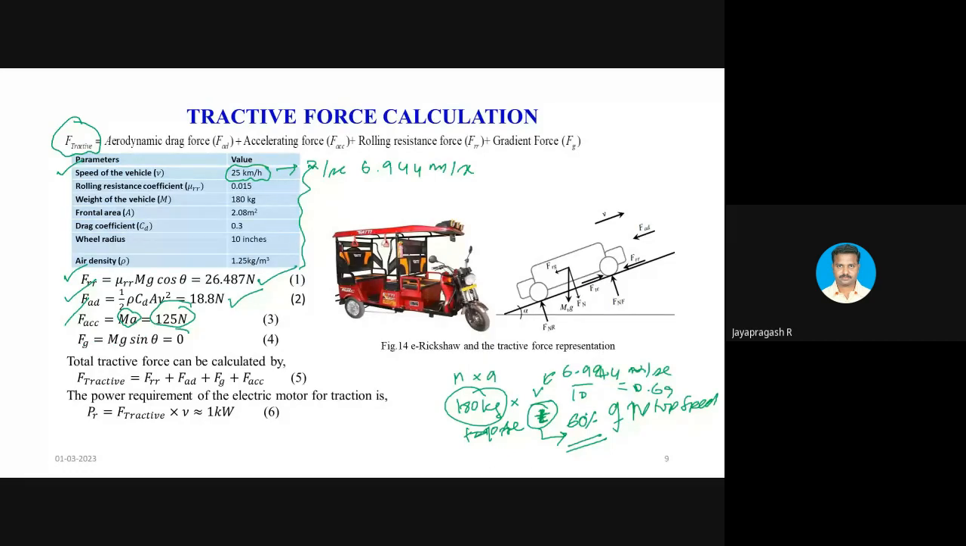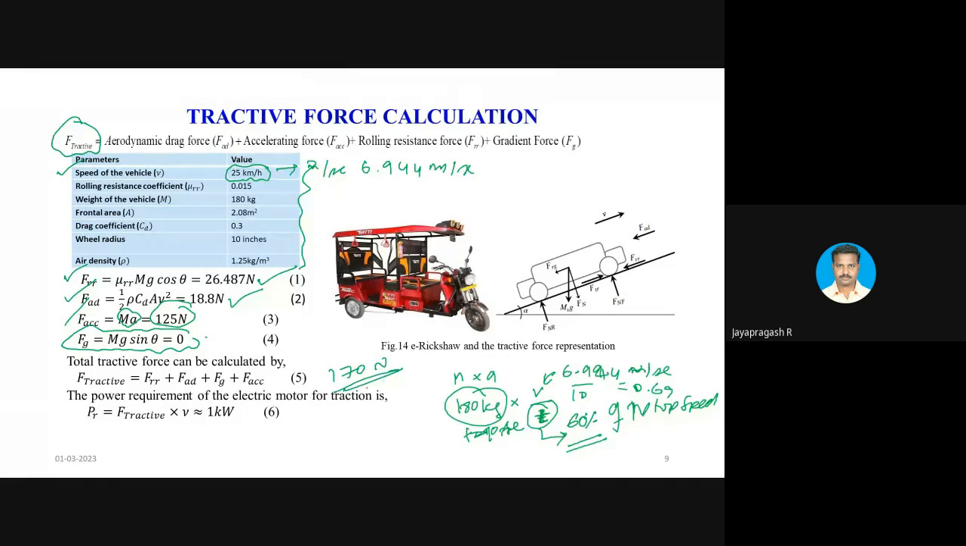Since it's an e-rickshaw application, the e-rickshaw is going to cover only a very small distance, say 1 kilometer or 2 kilometer. For this purpose only we will be using the e-rickshaw, not for long travel. So if that is the case, we can neglect this gradient force. For the sake of ease of analysis, I consider theta is equal to 0, sine 0 is equal to 0, so the gradient force will become 0. Now summing up the remaining quantities, 26.487 plus 18.8 plus 125 will give you 170 Newton. Put together, the tractive force is 170 Newton.